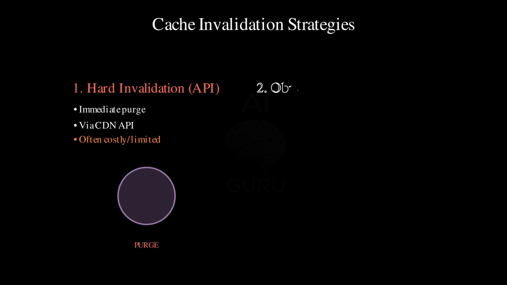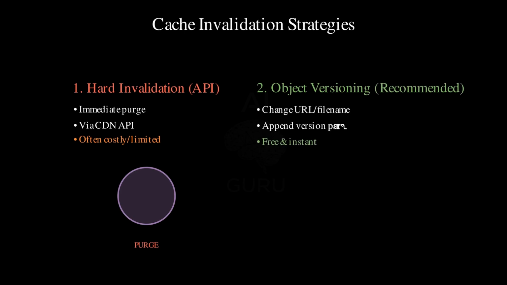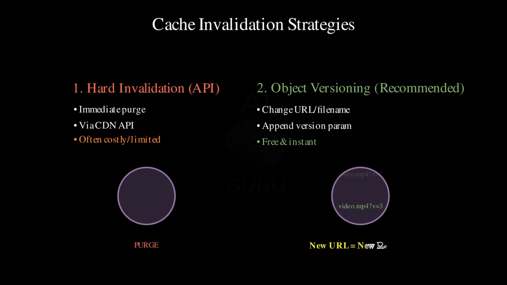It is. A much more common and robust solution is object versioning. You just rename the file or, more commonly, append a new query string parameter, like video.mp4?v3. So since the URL is entirely new, the CDN treats it as a brand new resource and immediately fetches the correct version from the origin.